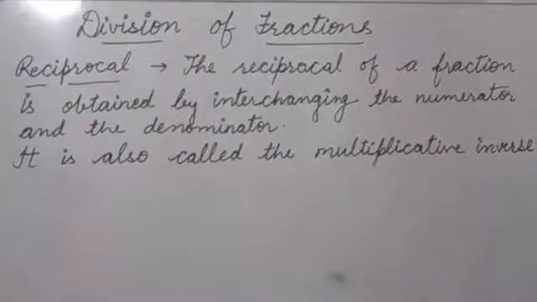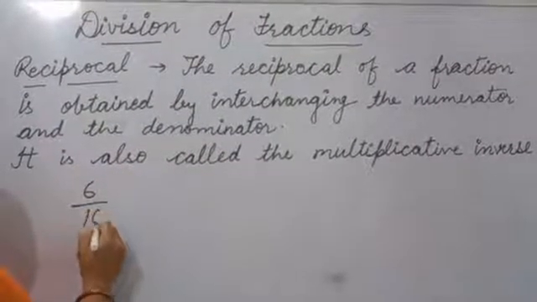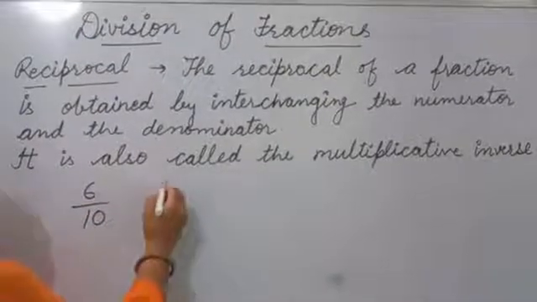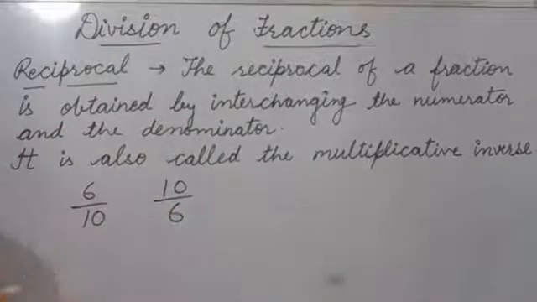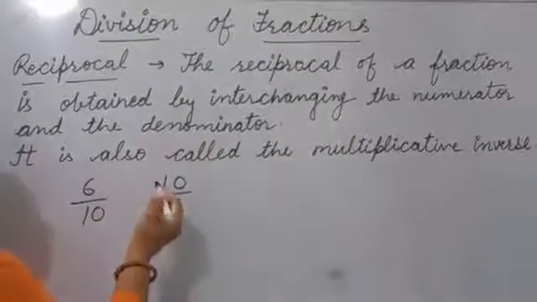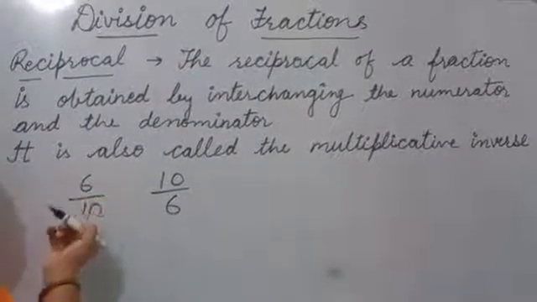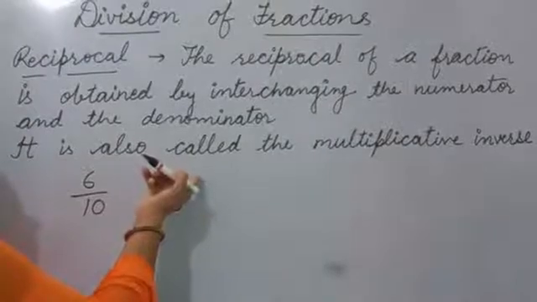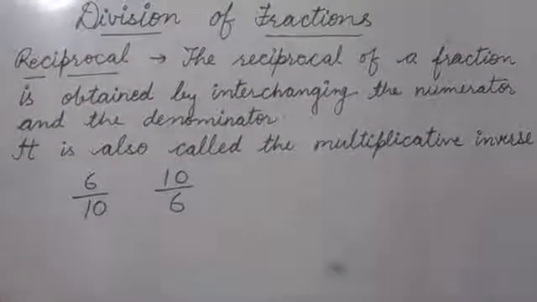How do we find reciprocal? Suppose you have 6 upon 10. So its reciprocal is 10 upon 6. Interchange numerator and denominator. Okay? How do we find reciprocal? By interchanging numerator and denominator. That is 6 upon 10. So 10 is the denominator; here it will become the numerator and the numerator will be the denominator. So this is called reciprocal.